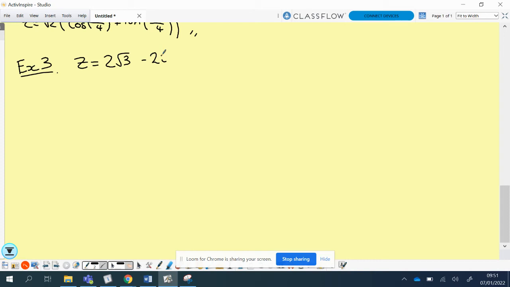So you can see here that I'm going to have to go along the positive side of the real axis, because I'm positive 2 root 3, but I'm negative 2i, so I'm going down the imaginary axis. Imaginary axis over there, real axis along here. So I'm going along a value 2 root 3, so it'll be over here somewhere, and then I'm going down to negative 2 on the imaginary axis, so that's where my z is going to be.